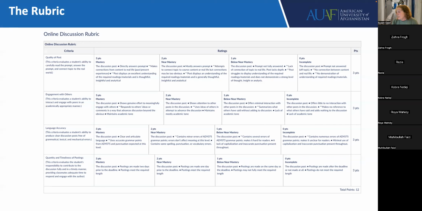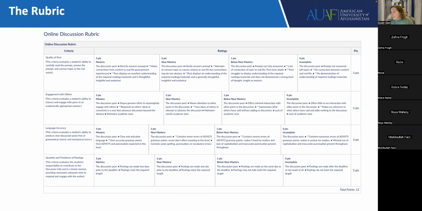This criteria evaluates a student's ability to produce clear discussion posts free of grammatical, lexical, and mechanical errors. Now, we know you're learning and you're not perfect, and I don't expect everything, but I do expect good spelling and good sentence structure, which we'll talk about in a minute. And the last one is quantity and timeliness of postings.